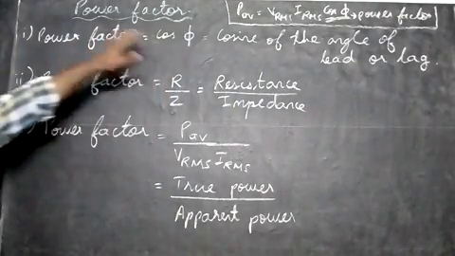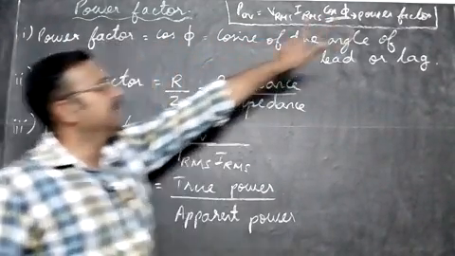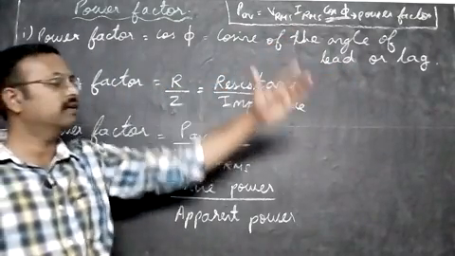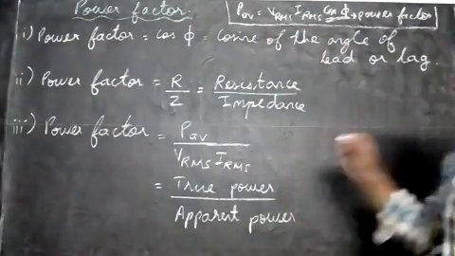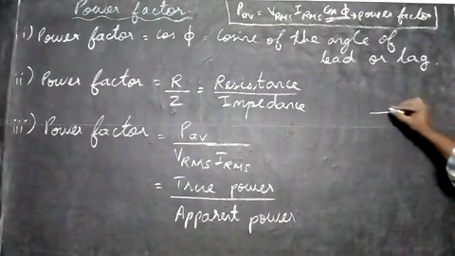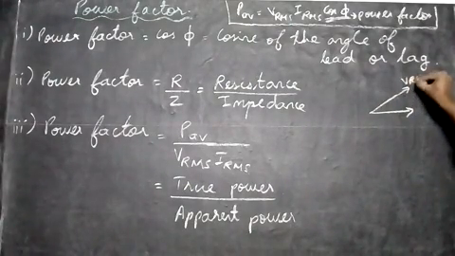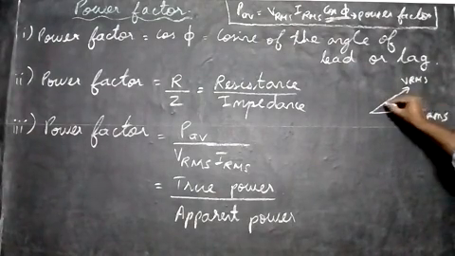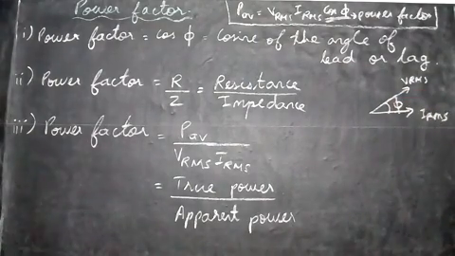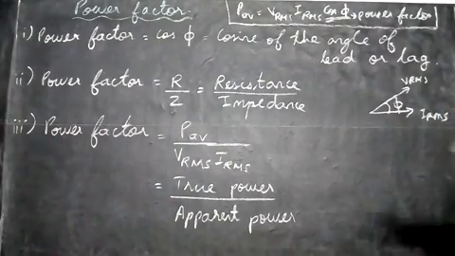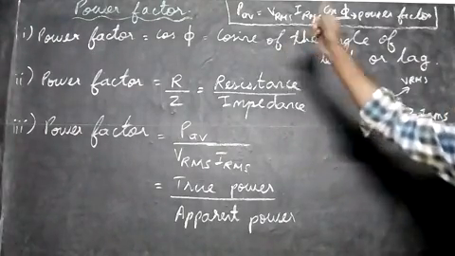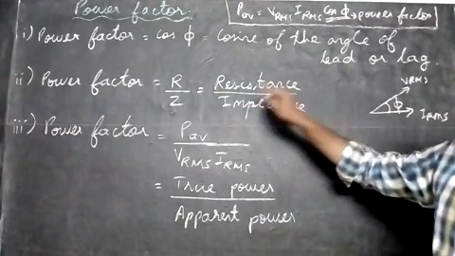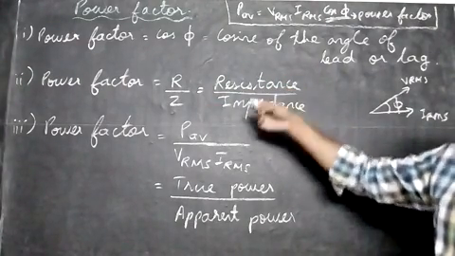So power factor cos phi is the cosine of the angle of lead or lag. Phi means the angle between the current and the voltage that we saw. This was VRMS and this was IRMS, and this angle we saw is phi. So the cosine of that angle is one way of defining it. Next one, power factor is equal to R by Z. R means resistance, and Z means impedance. This is another way of defining it.